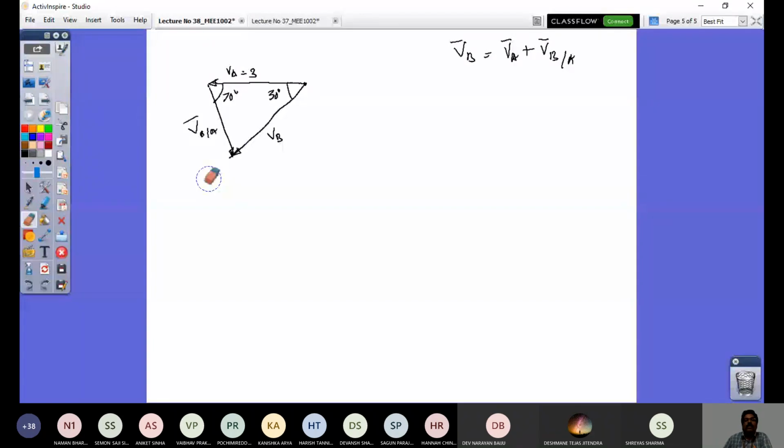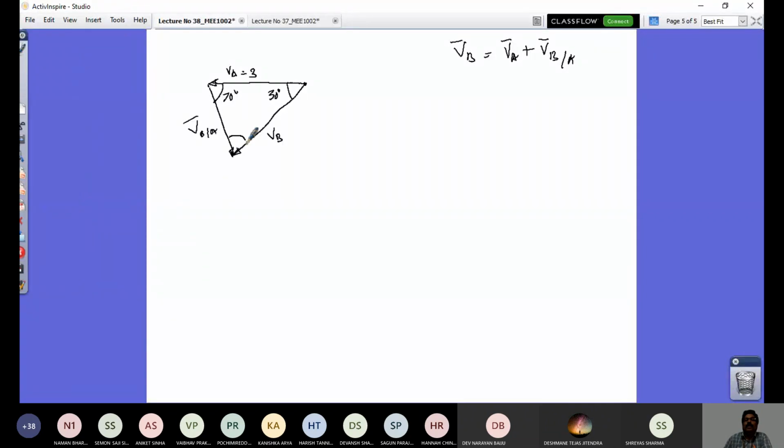So I have it now. If this is 70 and this is 30, what should this angle be? This angle is 80. After drawing this vector diagram, I look only at the magnitudes. I wanted only the magnitude. For that I can use the triangle law, and I know one side and three angles, so I would be able to find the other two sides simply by the sine rule in this triangle.